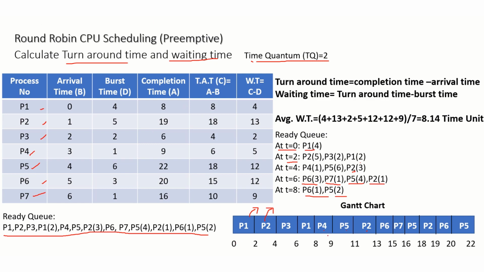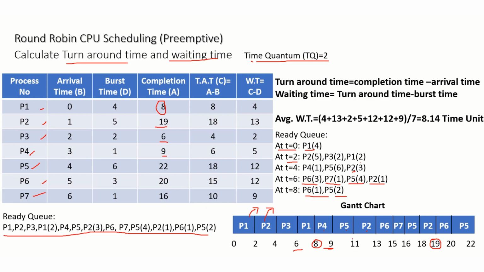What is the completion time of P1? The completion time of P1 is 8 here, so we'll write 8. Then the completion time for P2: P2 arrived here, and once again arrived here and here also, so it is completed at t equal to 19. Then P3 is completed at t equal to 6. Then P4 is completed at t equal to 9.